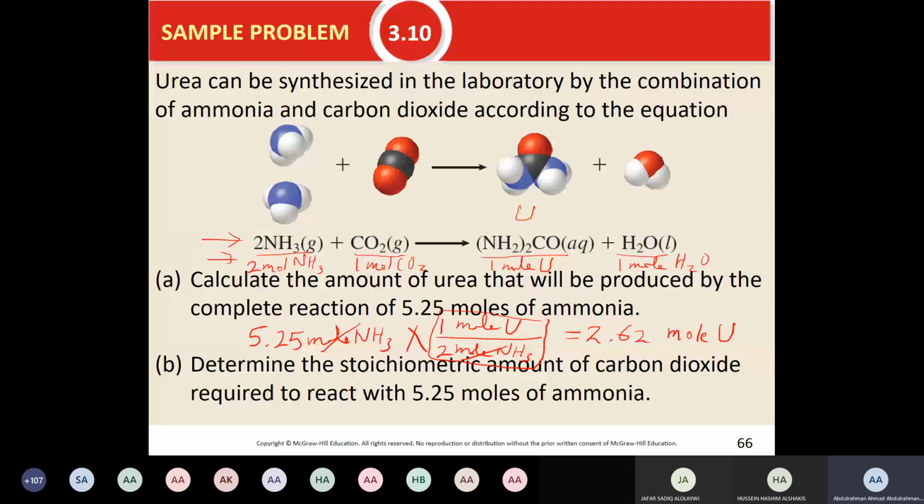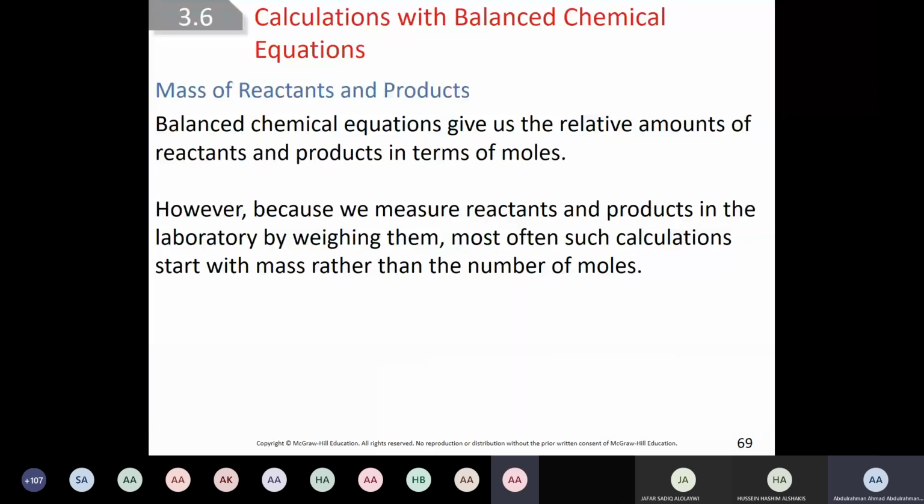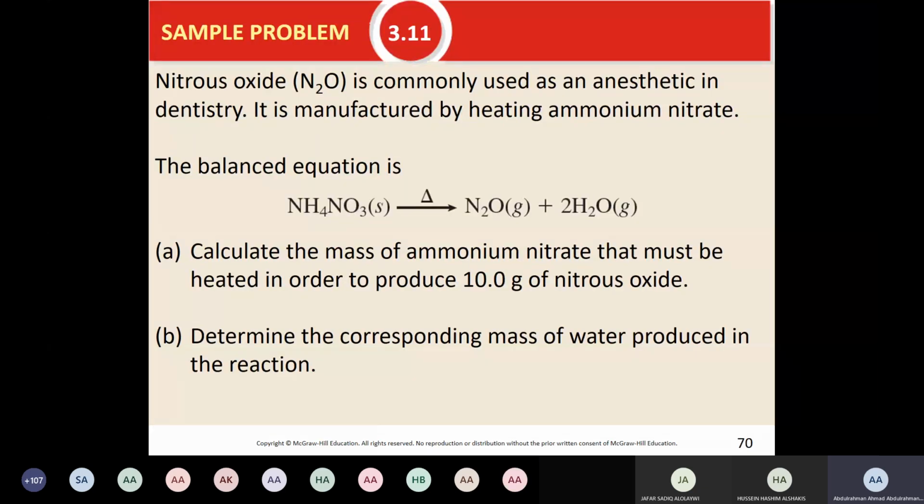2.625. Is this clear? That is if I want moles. If I want to do it in grams, what should I do? I should calculate the amount of grams in each one of these. I hope this is clear. Good. All right, let's do another problem.